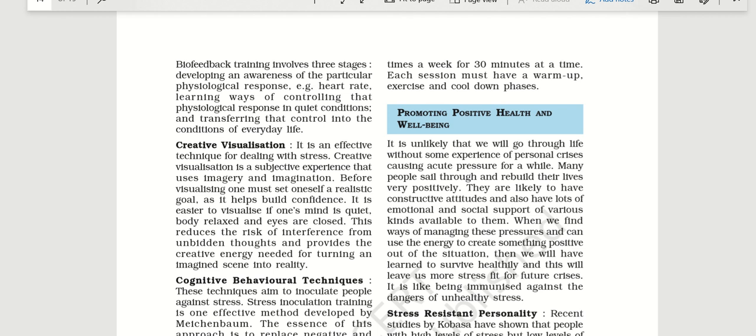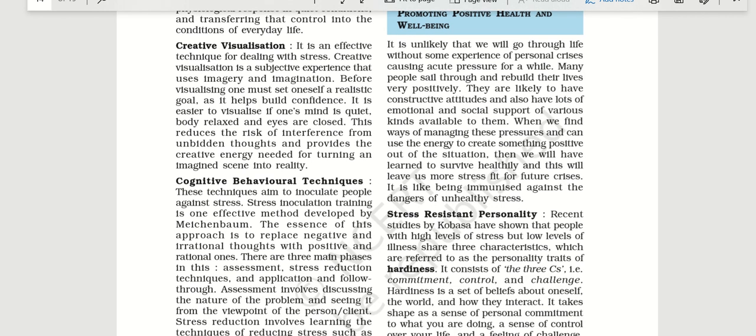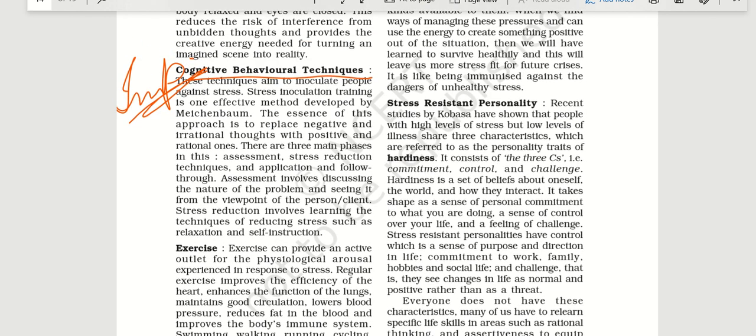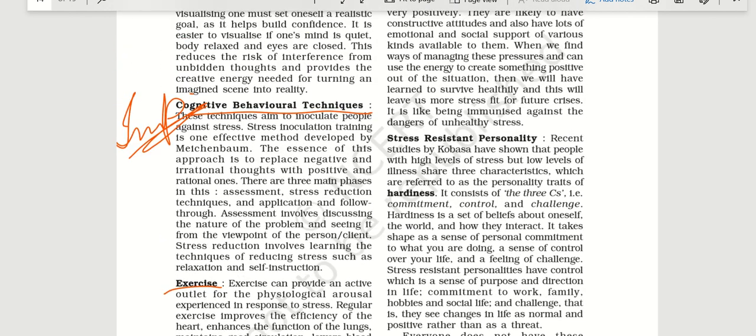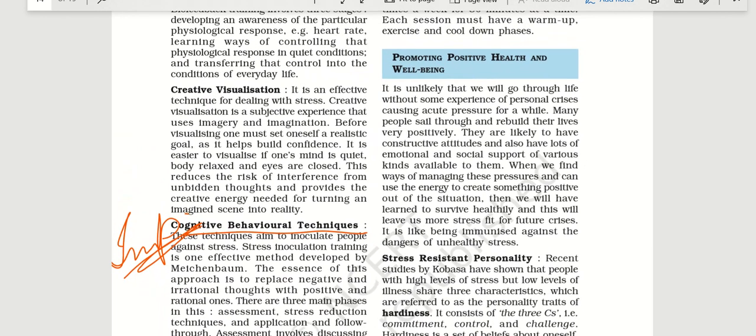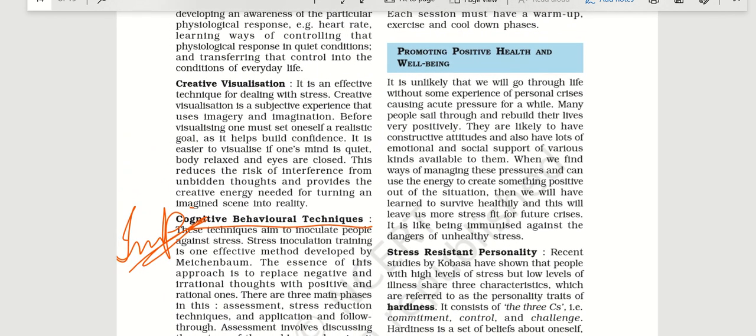Then creative visualization, then CBT. So again, CBT is important in dealing with stress. Then exercise: include a major portion of exercise in your daily routine so that you feel way better. Then we have promoting positive health and well-being.